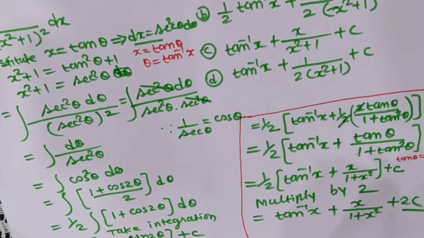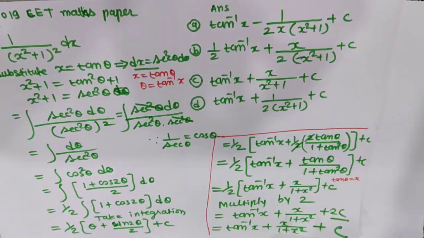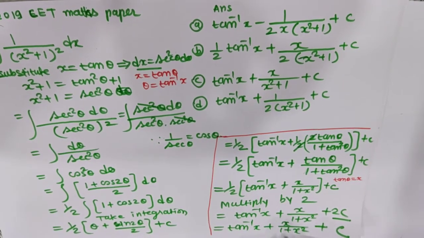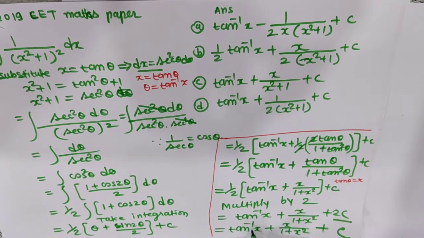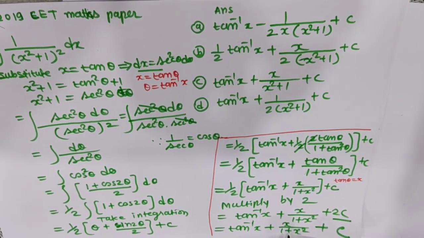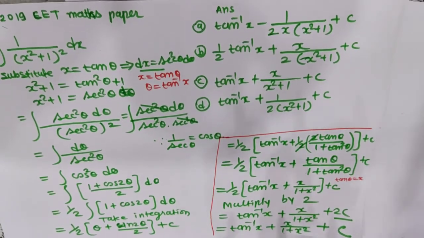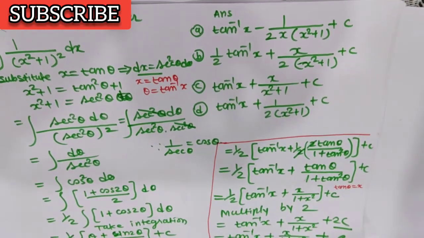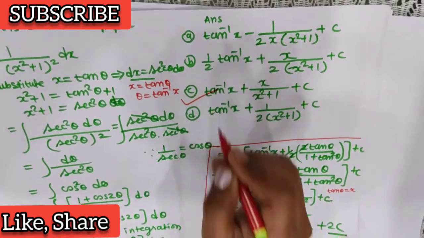So now look at the options given. After multiplying, we got this answer: tan inverse of x plus x upon 1 plus x square plus c. So the correct answer is the third one. The third option is the correct answer.